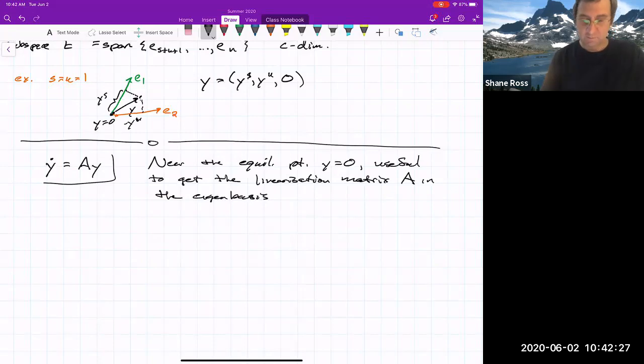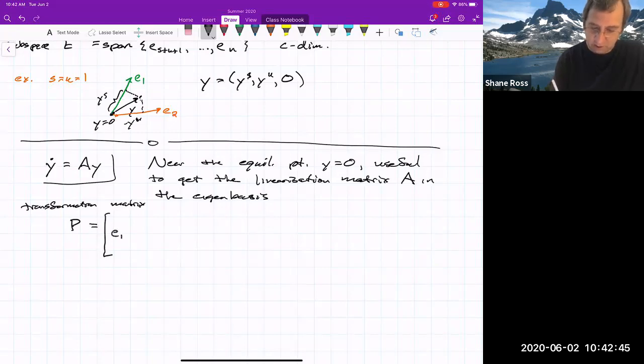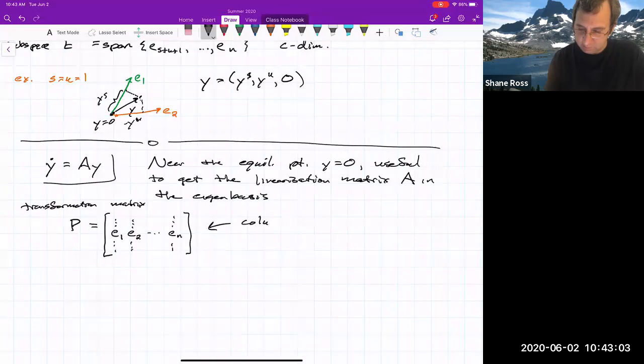And so how do we do that? Well, you come up with a transformation matrix P. P is going to be an n by n matrix where the columns are the eigenvectors: E1, E2, all the way up to En. So that's how we'll group things. This just means that the columns are the eigenvectors.